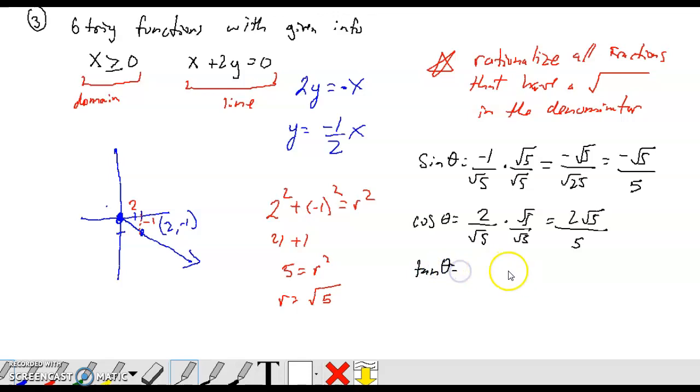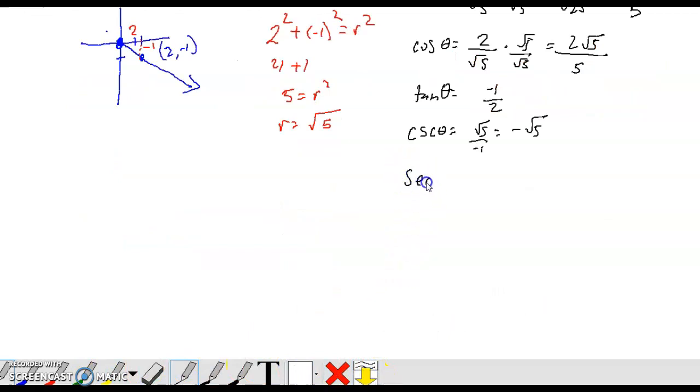Tangent is easy. Tangent is just your negative 1 over 2. When I find my reciprocals for sine and cosine, I don't necessarily want to reciprocate over here. I'm going to do it on this one. So cosecant of theta will be root 5 over negative 1, which is just negative root 5. Secant of theta will be root 5 over 2. Can't simplify that. And then cotangent of theta will be 2 over negative 1, which again gives you negative 2.